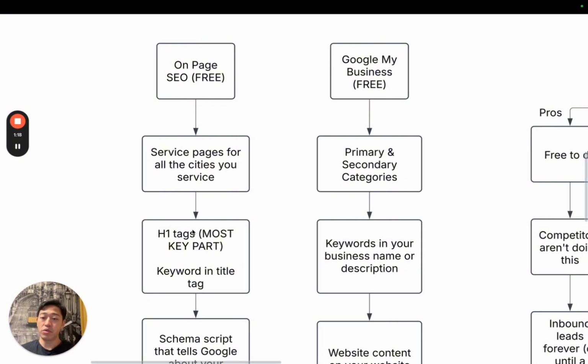And number two is the H1 tags. So this is the most important part in terms of SEO for your pages. So if your website doesn't have any service pages or doesn't say what city you're currently servicing, so for example, one could be roofing in Houston, Texas, or pool building in Houston, Texas, or HVAC installation in Houston, Texas. So you need to have that as your H1 tag so that way you can rank for those keywords because Google puts a priority on these H1 tags over everything else.